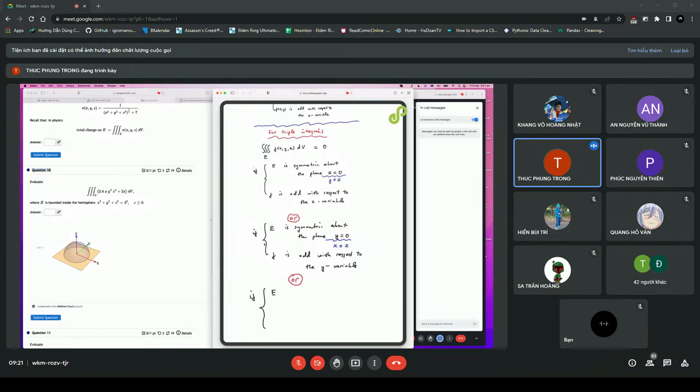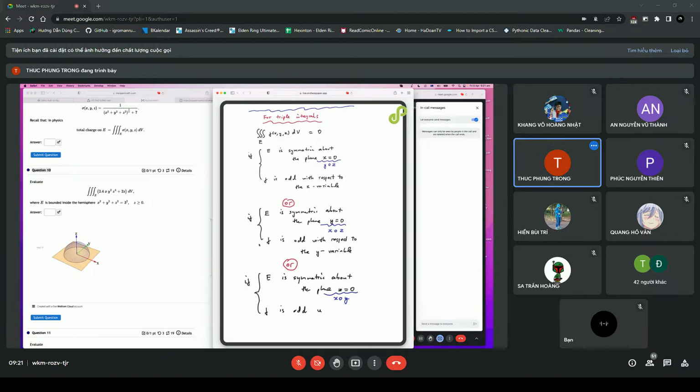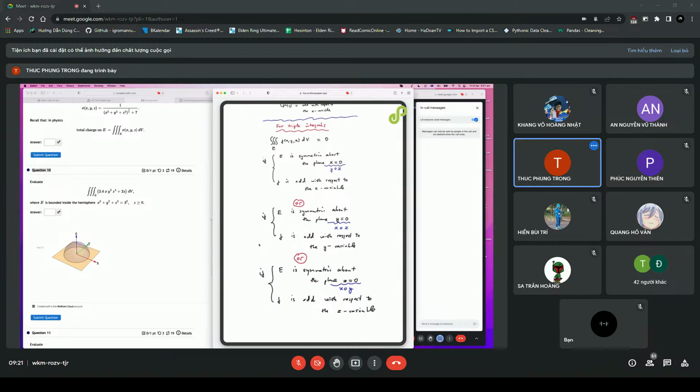So let me finish this one. If E is symmetric about the plane xy, and also f is odd with respect to z, in these cases, we always have 0 for the integral.